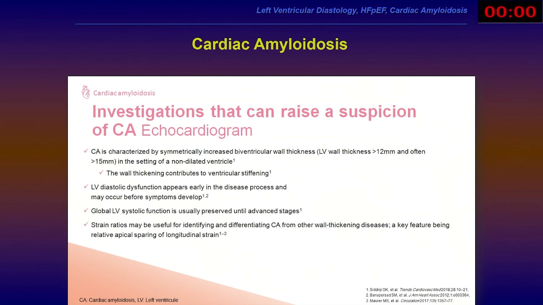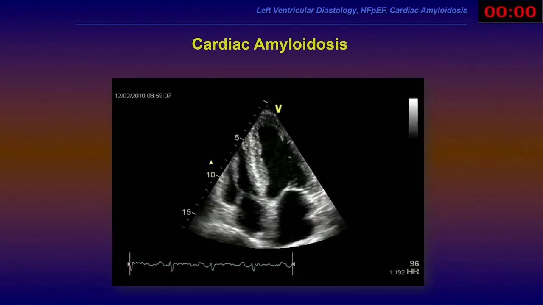Strain rate may be useful for differentiating cardiac amyloidosis from other disease states that mimic cardiac amyloidosis, like LVH from whatever reason: hypertension, hypertrophic cardiomyopathy, athlete's heart, and so on.